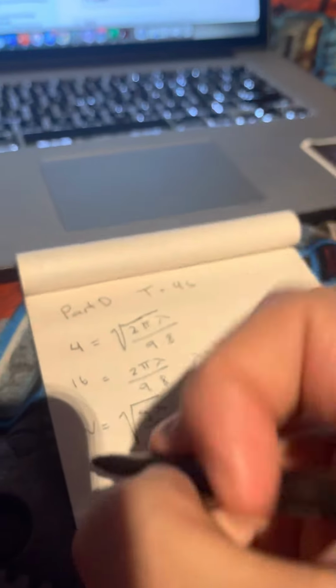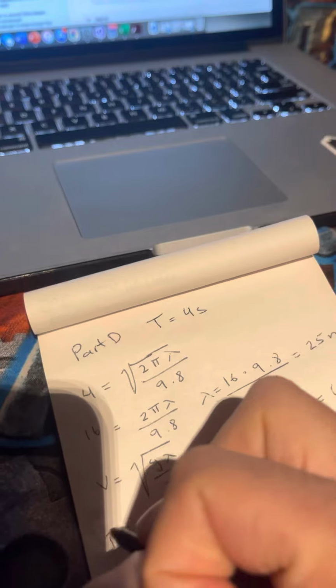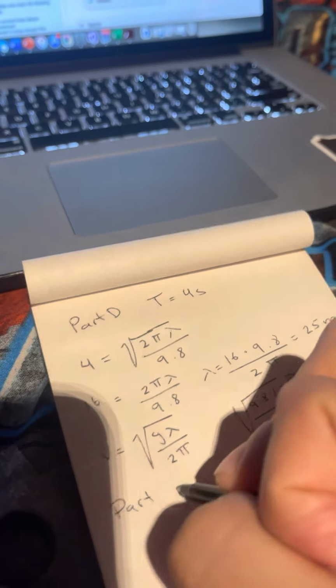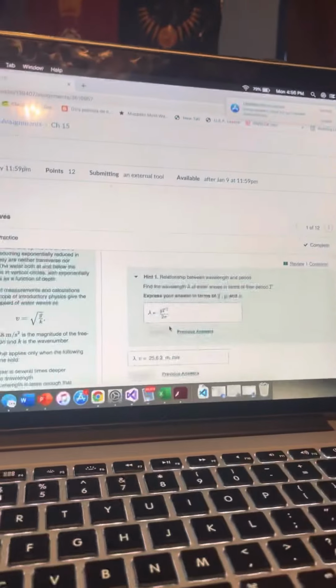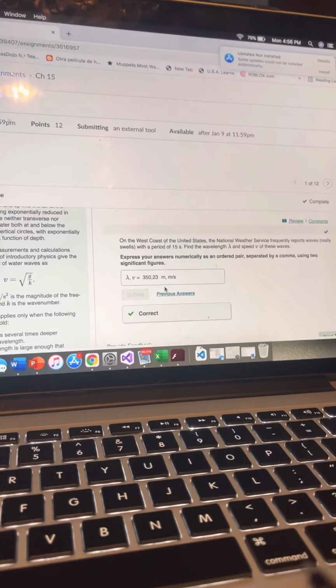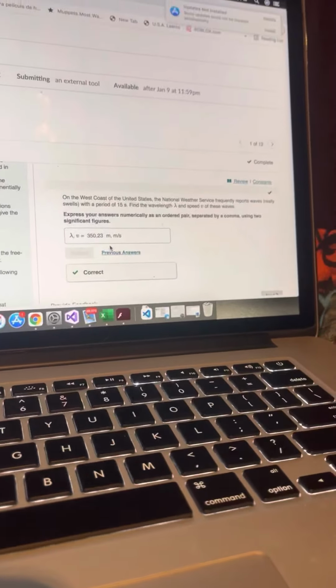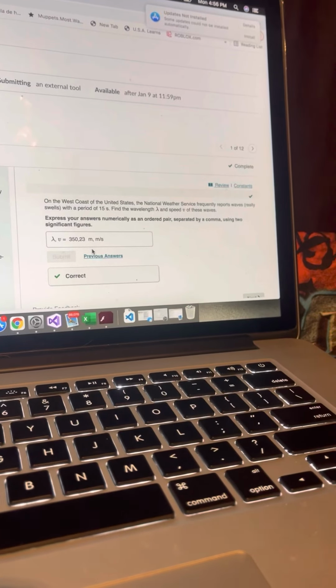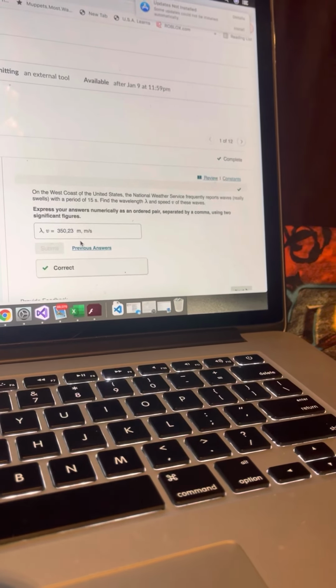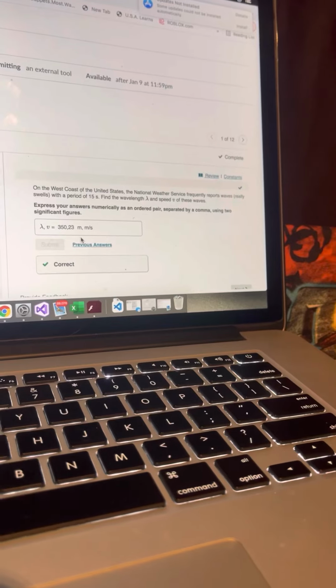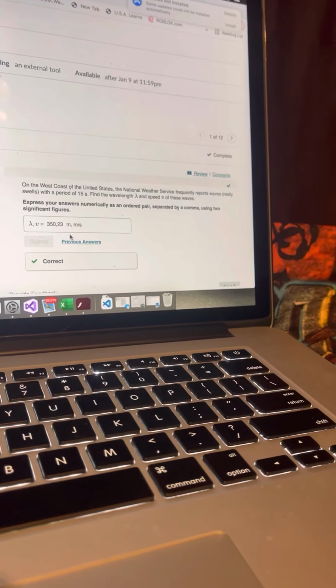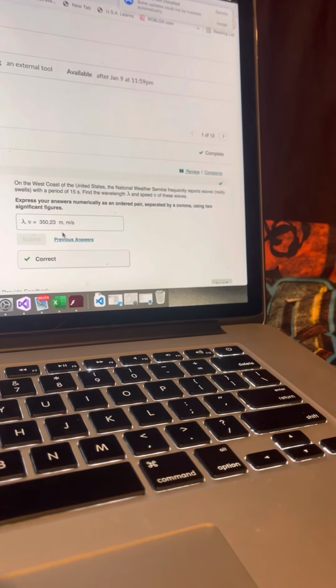And now for part E, which is pretty much the same problem with just different numbers. On the west coast of the United States, the National Weather Service frequently reports waves, really swell, with a period of 15 seconds. Find the wavelength lambda and speed v of these waves.